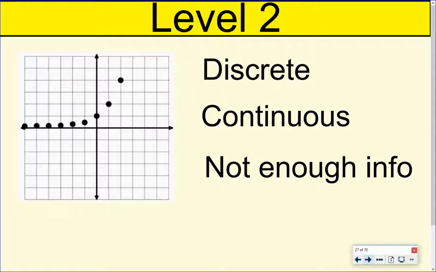Okay, now here we go. Here we go again. Discrete, continuous, and not enough information. Okay, discrete means dots. These are not connected. They are just dots. So we have a discrete graph.